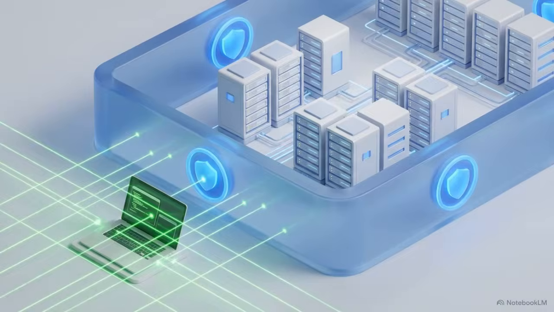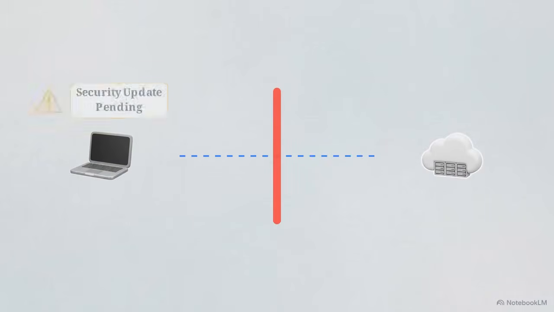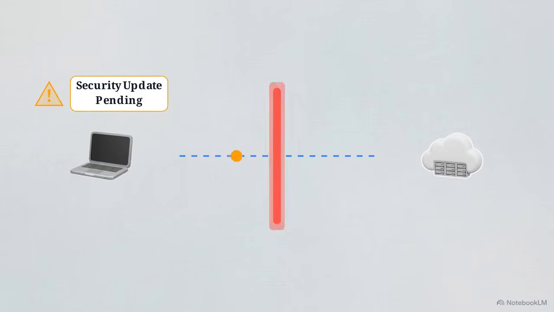Then there are security policy mismatches. Organizations set strict device compliance rules. If the system detects a mismatch, the laptop is intercepted and blocked before it can reach the cloud server. If local security software falls out of sync with mandatory network rules, the cloud automatically denies access.